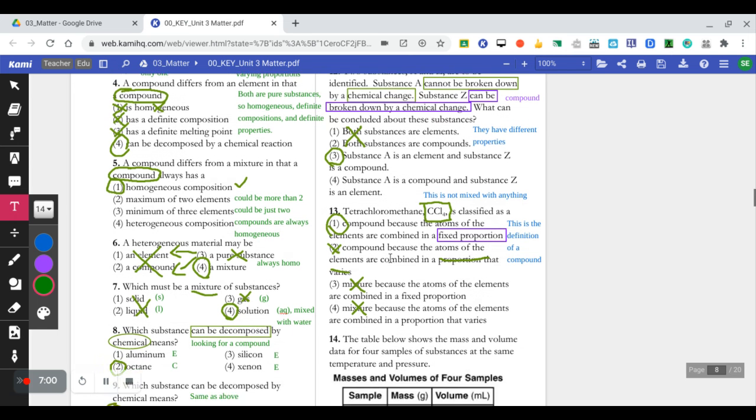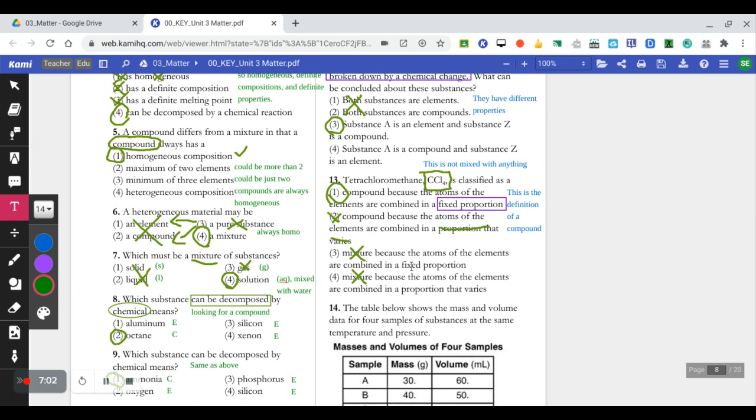4 has them backwards. 13 is a commonly missed question. I see this one wrong all the time, so you can star this one. Tetrachloromethane, CCl4, is classified as... It doesn't matter if you know what this is. This is not mixed with anything, so this is just a chemical compound. I have only that, which means it's a compound because I have them chemically combined. And so the fixed proportion is the definition of a compound.